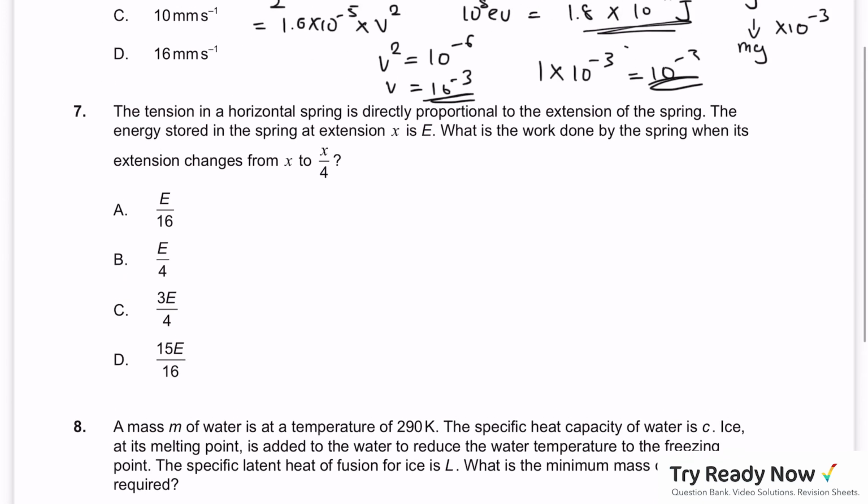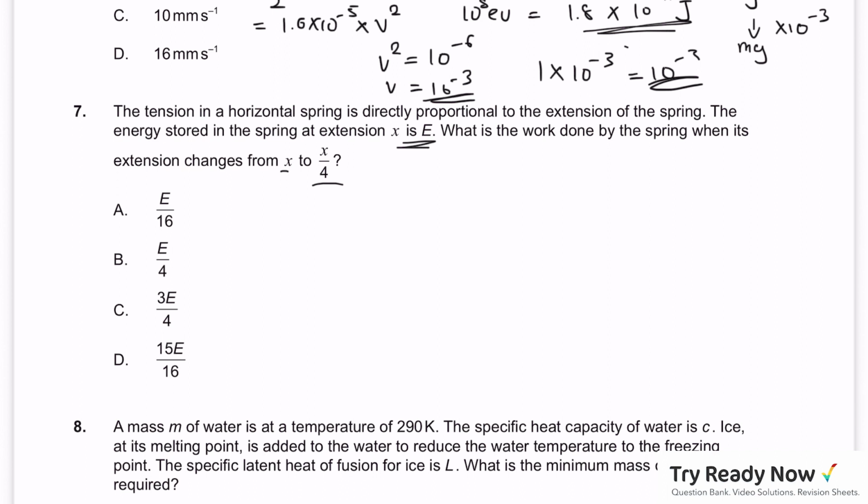Now moving on to question 7, we are asked about the tension in a horizontal spring, which is directly proportional to the extension of the spring. The energy stored in the spring at extension x is E. What is the work done by the spring when its extension changes from x to x divided by 4?